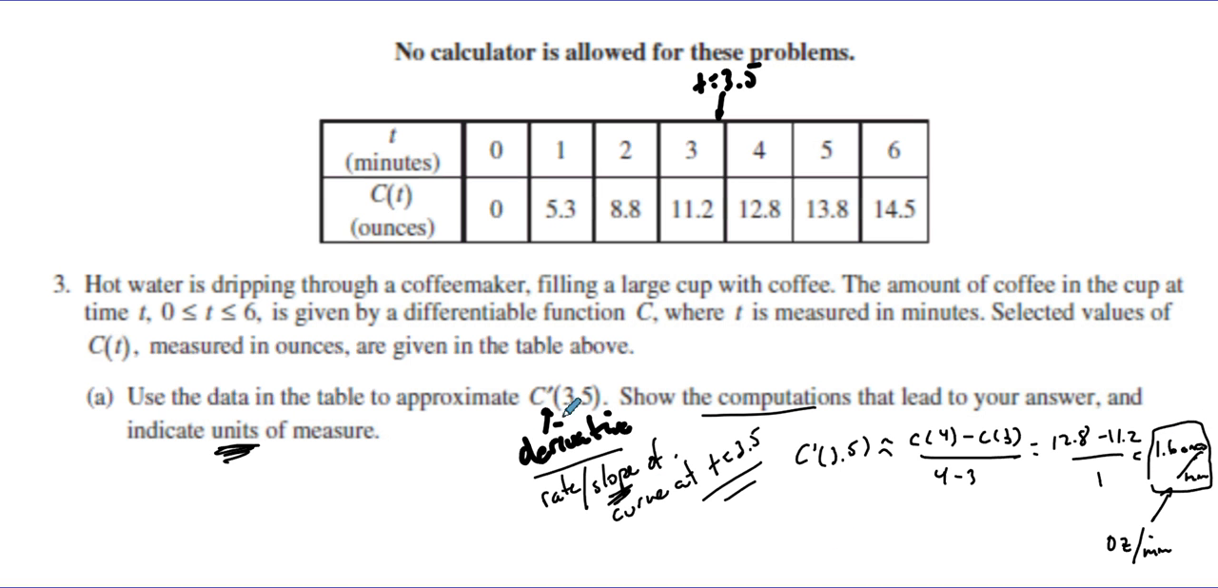Cool, and that's how we do it. Given a derivative, we're finding a slope, and we do our best to approximate it in that way. Make sure you use the little approximation symbols when you're doing so, just to show that right here we are approximating c prime of 3.5.